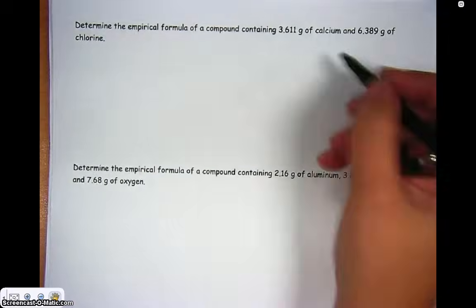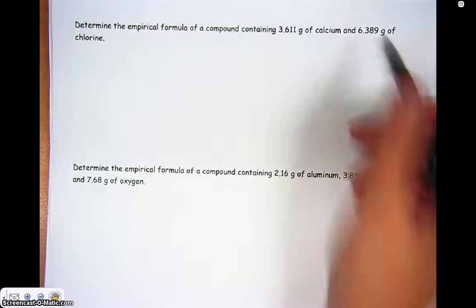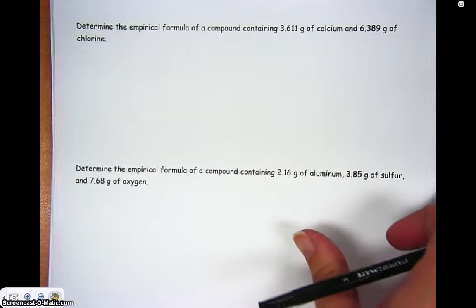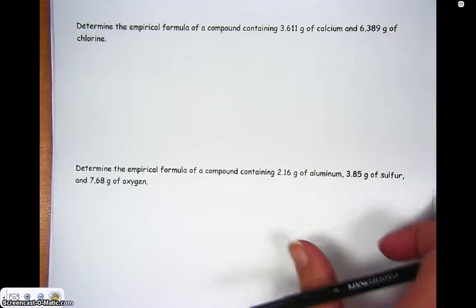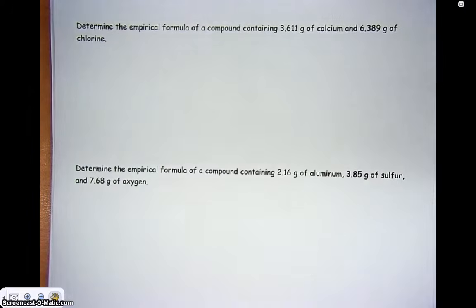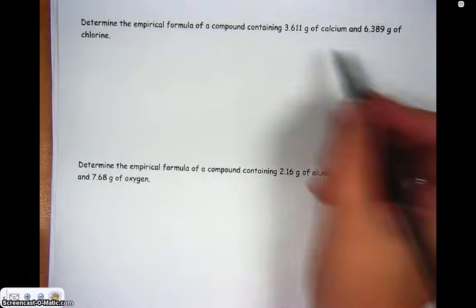I picked an ionic compound for the first one so that we can double check ourselves when we're finished to make sure that we know the answer, because remember that the empirical formula for an ionic compound is the same as its, I guess, molecular formula we would call it. So an ionic formula is an empirical formula.